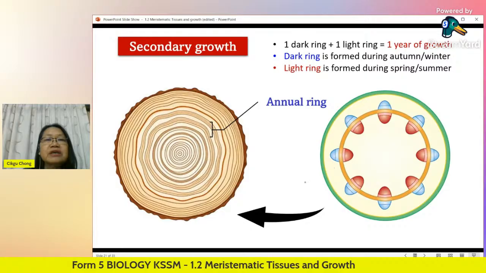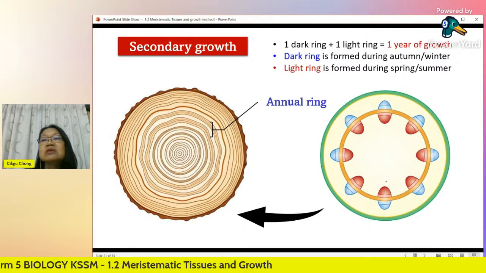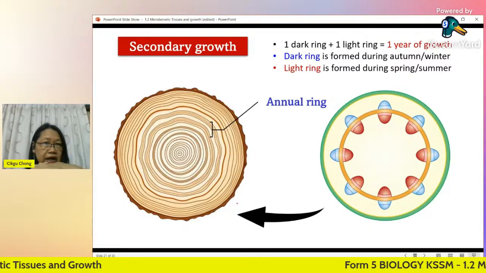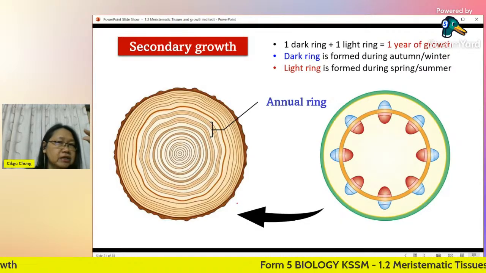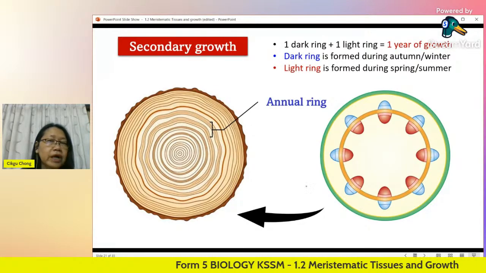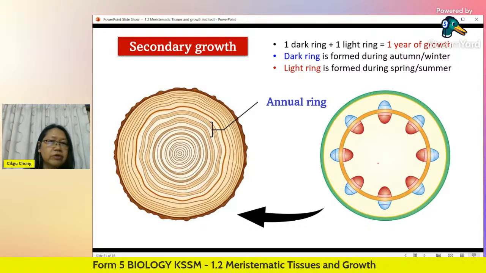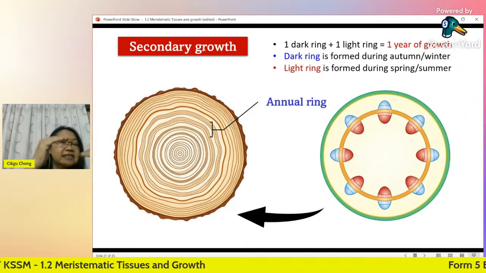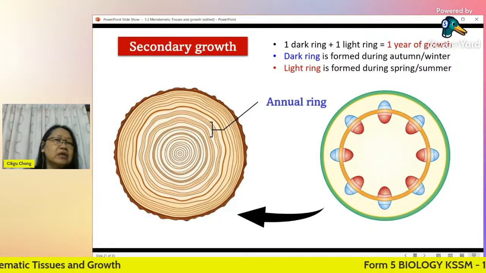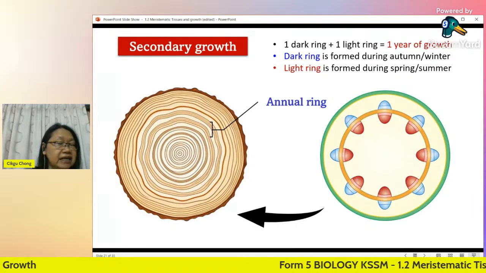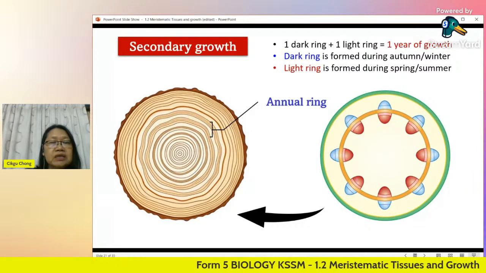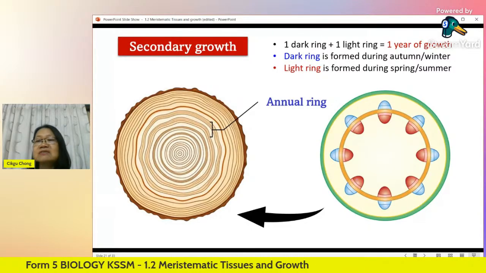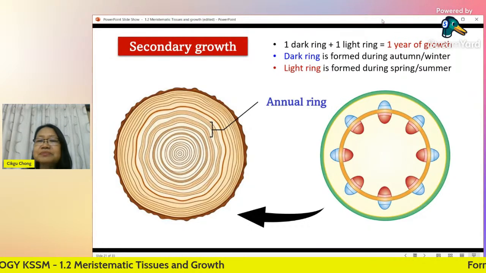And then the dark ring is formed during autumn and winter. So you find that there's one dark ring and one light ring. If you combine it together, actually it shows 1 year of growth. One dark ring and one light ring is 1 year of growth. Okay, so you can count how many annual rings it has, and that shows you how many years the tree has been growing, or rather how old the tree is.